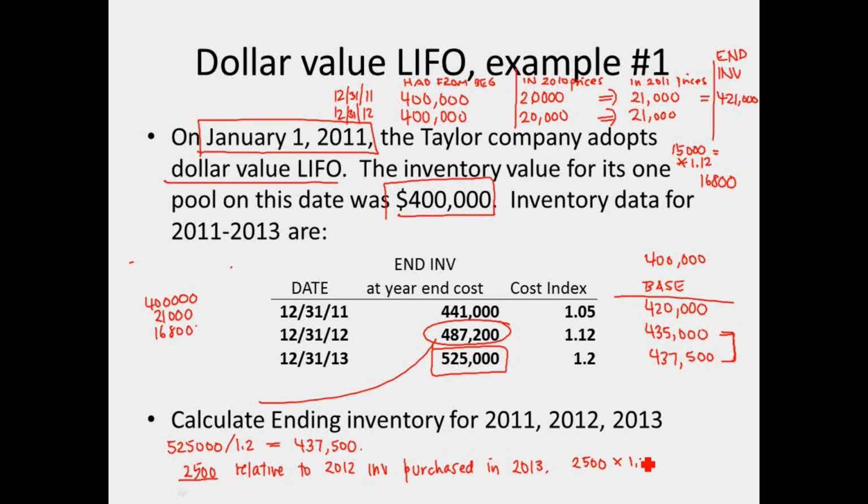Okay, so 2,500 times 1.2. Good. Now, does everyone feel like they can do this? They are good to go. We're done. We're not going to talk about dollar value LIFO. You can do this. Can you do this? All right. Should we do another problem?